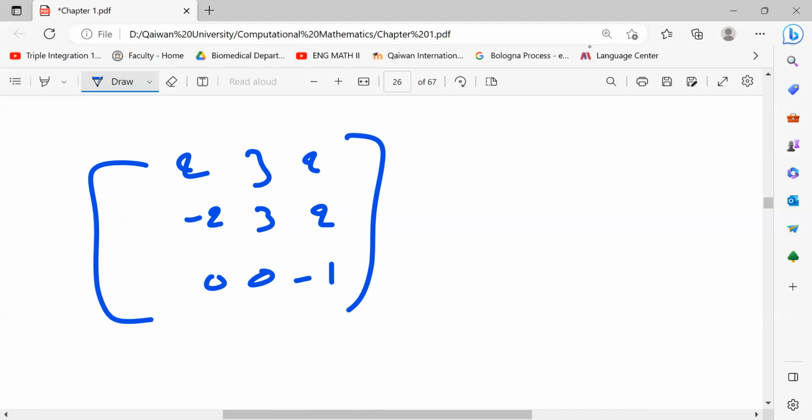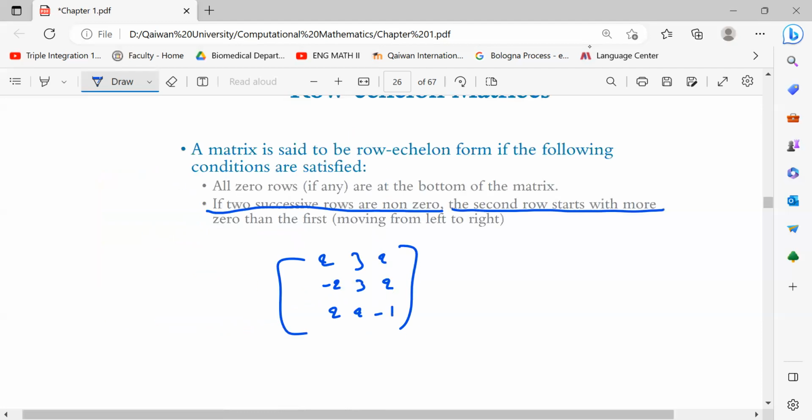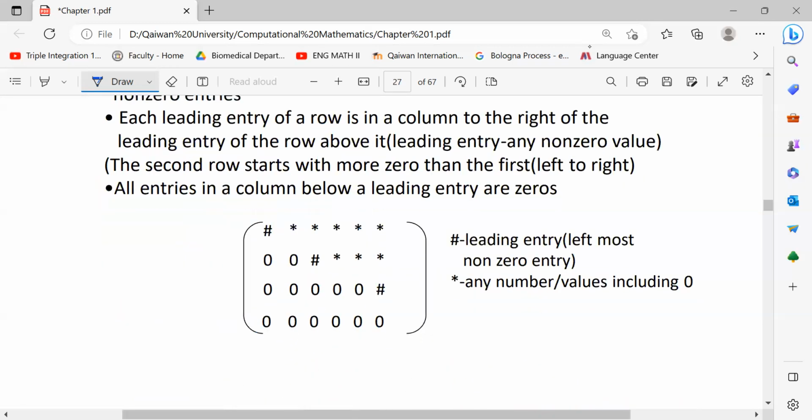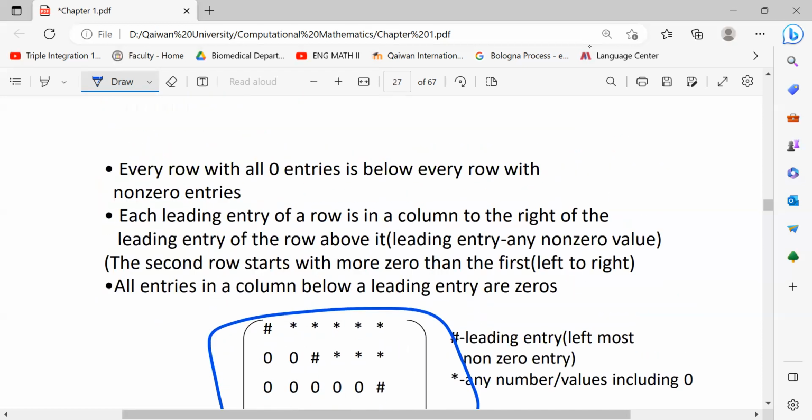Okay? So the leading entry here is this one. The leading entry here is this one. The leading entry here is this one. As you see, the leading entry here, the below one, is exactly below it. It's possible to be below it or to the right of it. Okay? What if these two are numbers? 2, 2. How about this one? Is it possible? Yes, it's possible. Look, that's it. This is the general form of this.